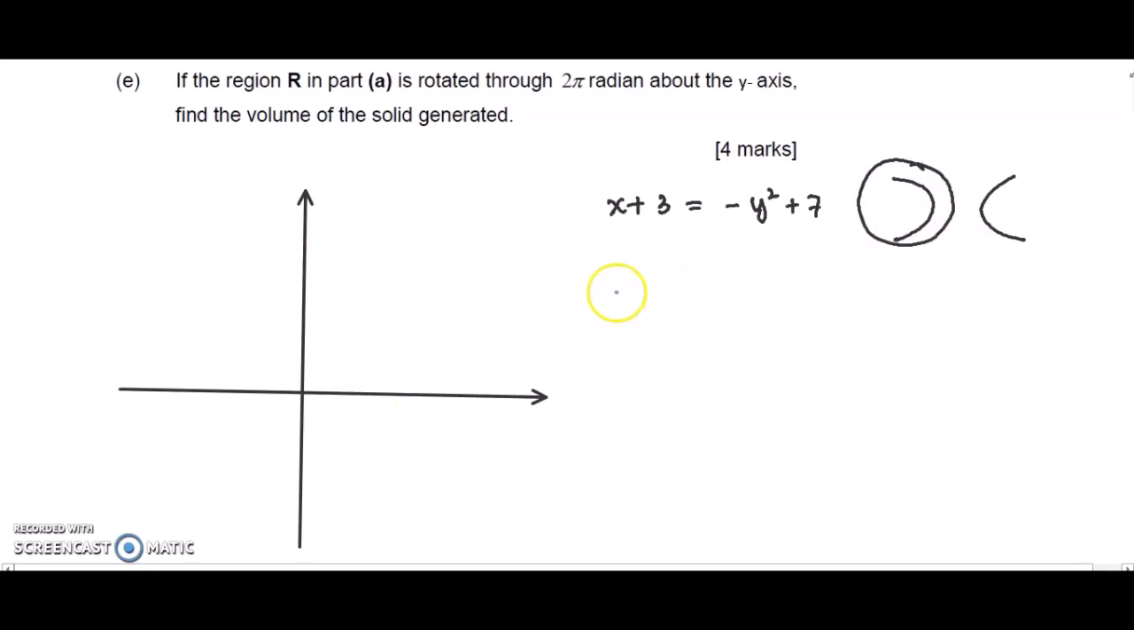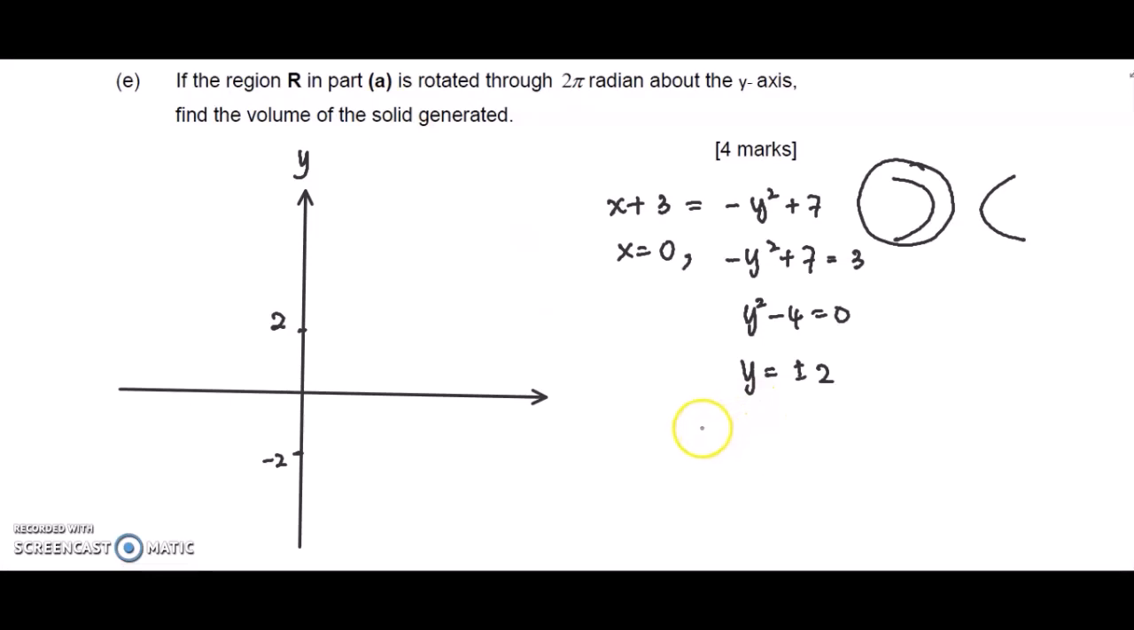We need to find its y-intercept. Alright, to find the y-intercept, we let our x equal 0. Then we solve for it. When your x equals 0, you have your negative y squared plus 7 equals 3. And solve it. You have your y squared minus 4 equals 0. Then you have your y equals positive or negative 2. Meaning that your graph will pass through negative 2 and positive 2.